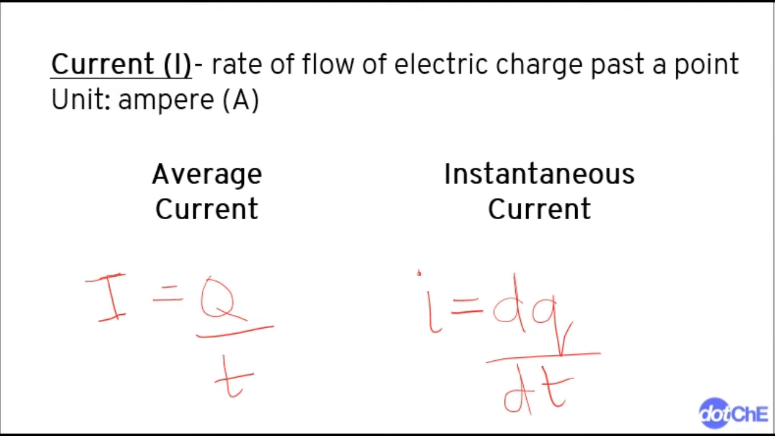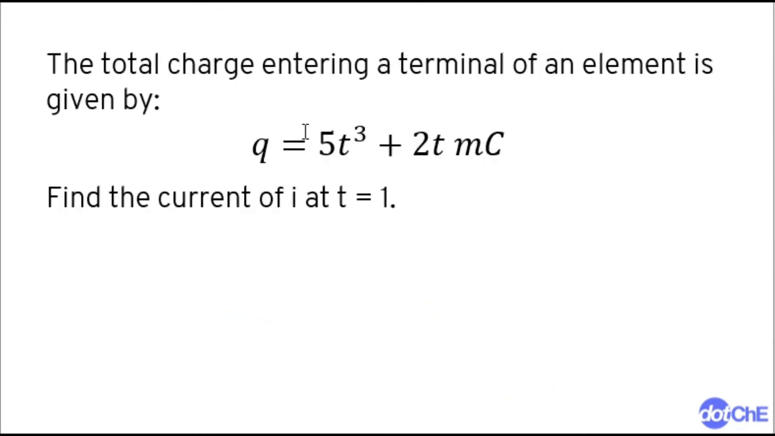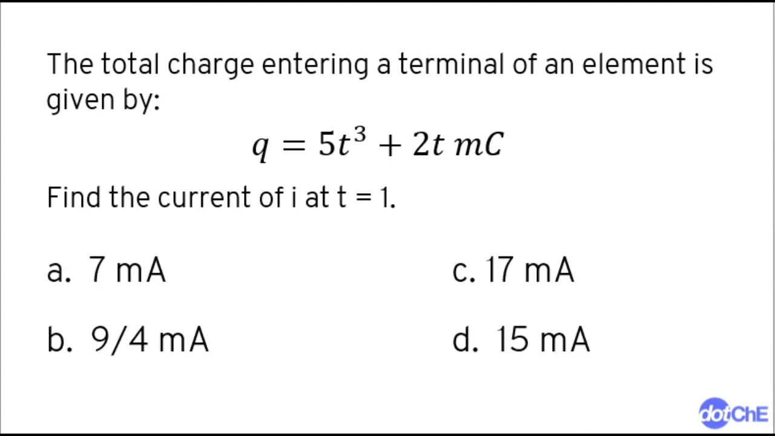So, here we have an example. So, the total charge entering a terminal of an element is given by this function. Find the current I at t equals 1. So, ayan yung choices. Pwedeng i-pause mo muna, tas i-try mo i-solve. Okay?